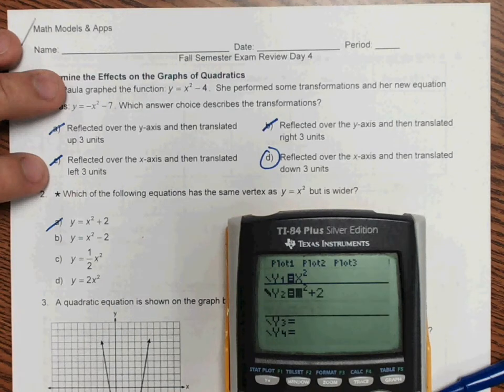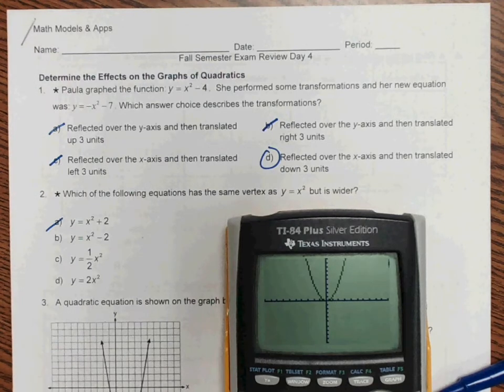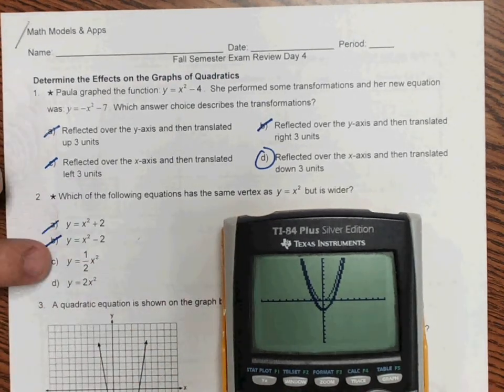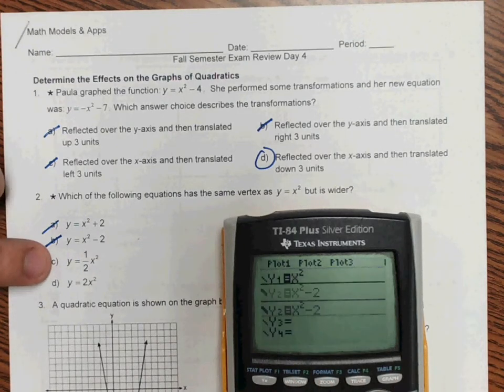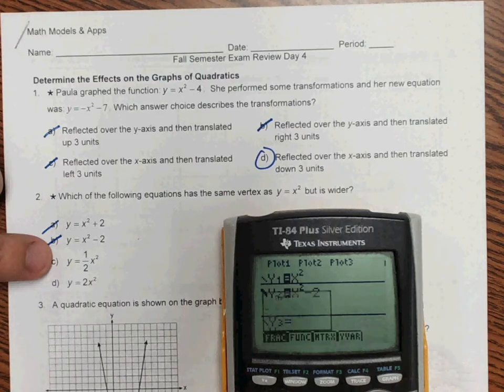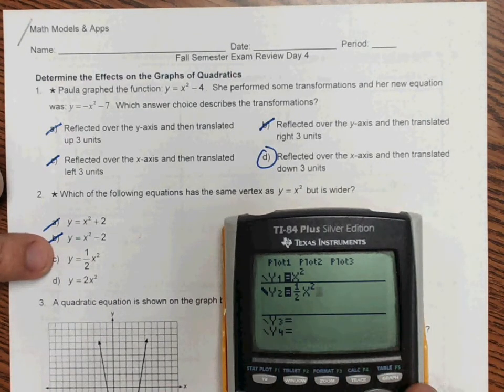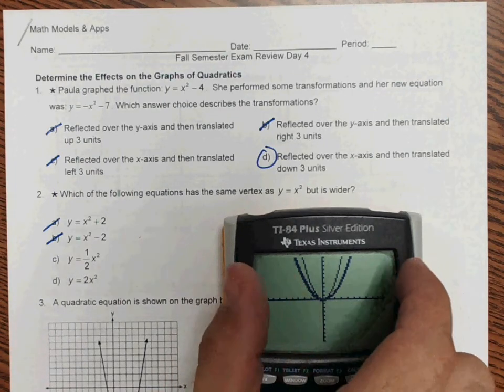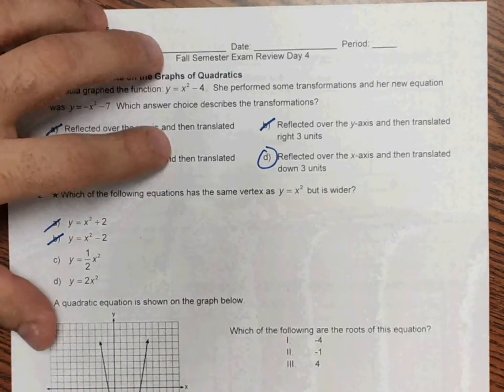Let's go to the second one. We're going to change this second line to x squared minus 2. All right, there's my first graph. Second graph, again, they don't share the same vertex. They have different vertices, so that's out. All right, letter C. I'm going to change this to 1/2 x squared. I need to delete this last bit here because that doesn't apply anymore. Let's look at that graph. There's my first one, and there's my second one. They do have the same vertex, and this one did go from being thinner to being wider. So C is the correct answer.